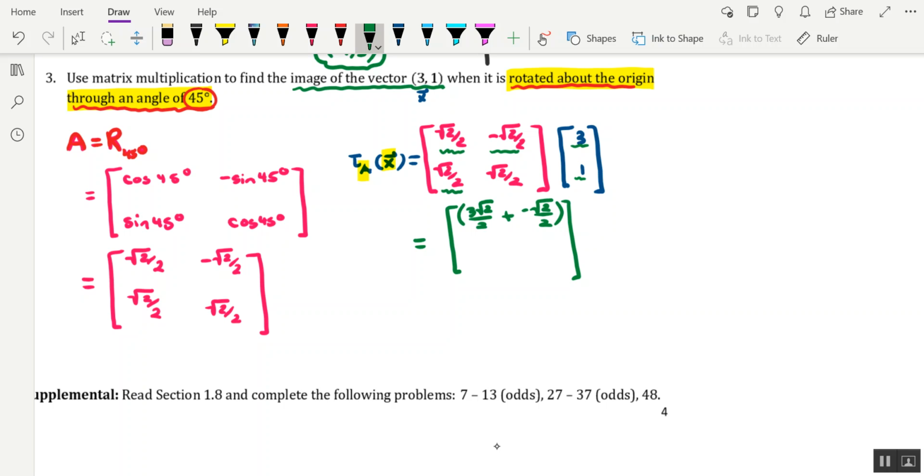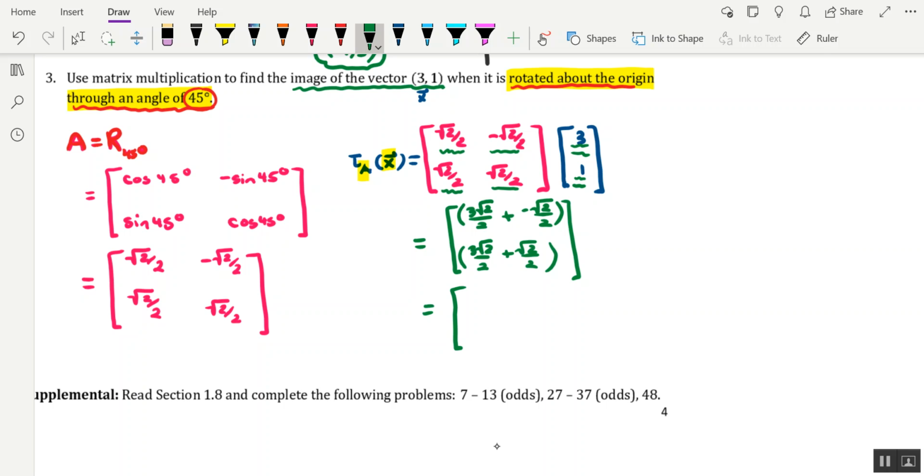Likewise, we'll do radical 2 over 2 times 3, so 3 radical 2 over 2 again, plus radical 2 over 2 times 1. Alright, so that expression there again just stands for one entry. Okay, so everything is still just in a one column format. The size of this output vector would be a 2 by 1 since there are 2 rows, but only one column. And let's go ahead and simplify things.